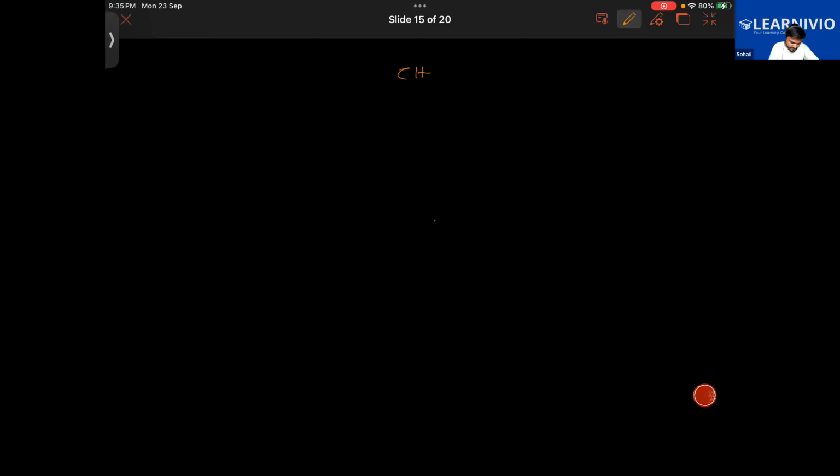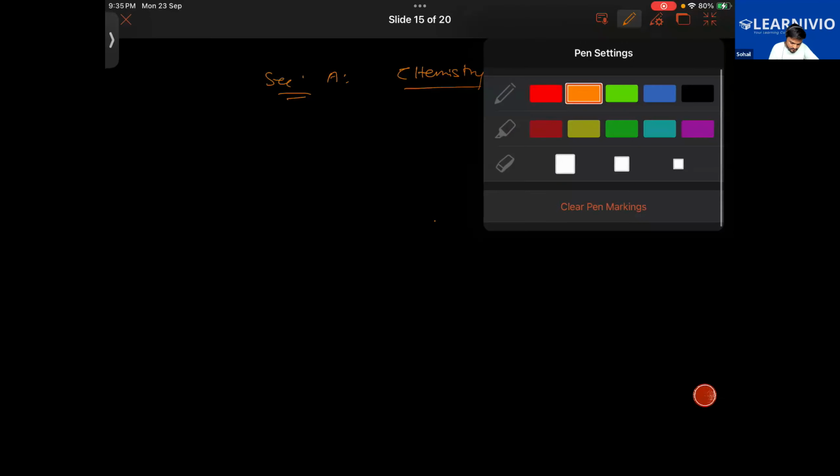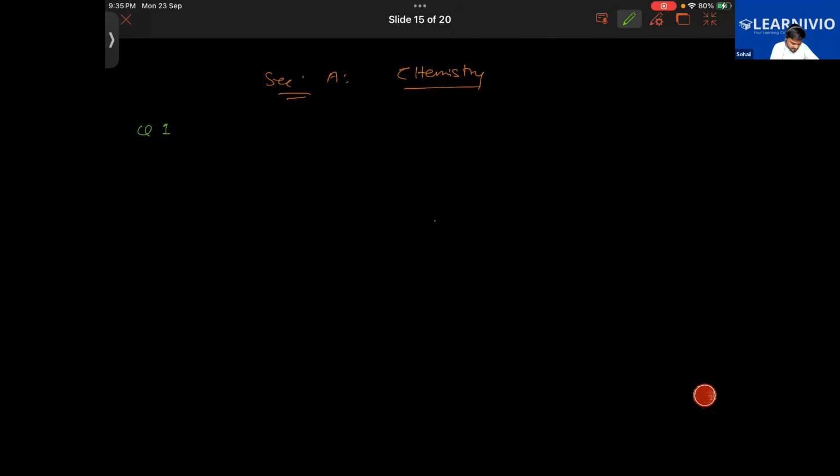So from chemistry, I'm going to give some questions. Consider this as section number A. So this is a subjective question. You have to tell me, the solution turns phenolphthalein pink. So what is the nature of the solution?